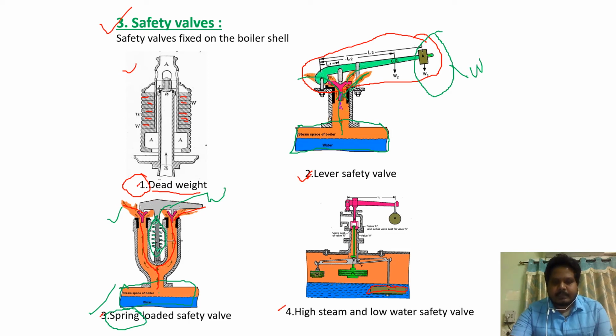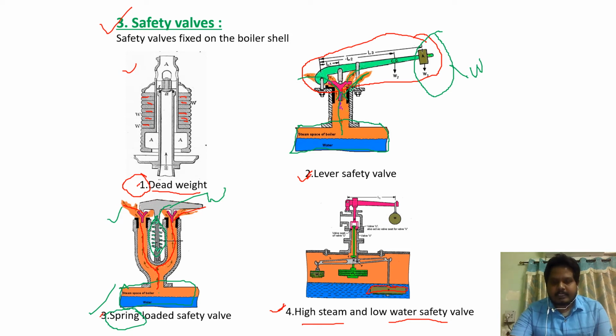The other type is the high steam and low water safety valve. This type of valve can be used for high pressure, and it will also tell the level of the water. If the level of the water inside the shell is low, it will give one type of beep sound, and if the pressure increases inside the shell, it may give another type of beep sound. Based on the beep sound, the operator knows whether it is a high pressure beep or a low water level beep.